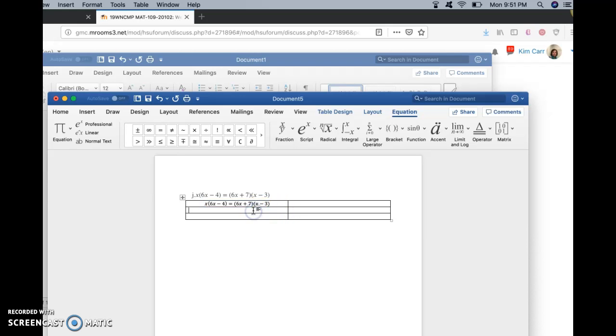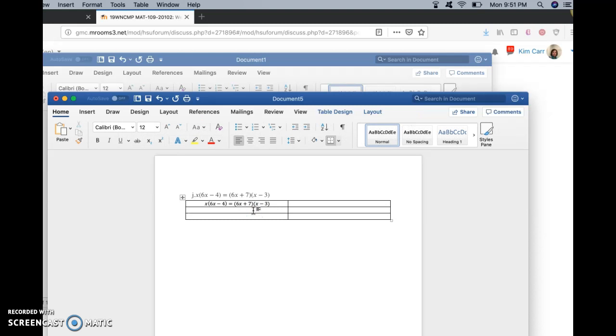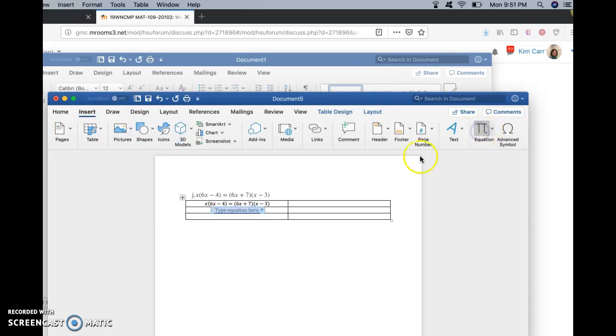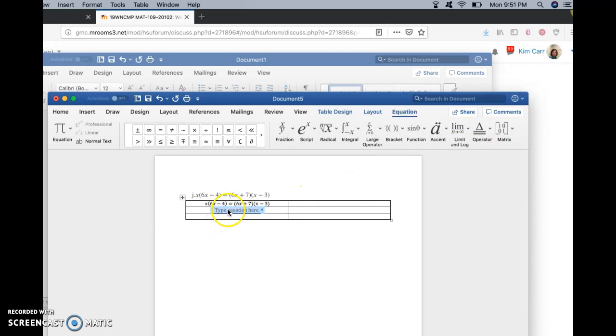But when you start wanting things to actually happen, like things that you just don't do with the regular keyboard, you'll still go back to insert, you'll go to equation. It would be x times 6x, so that's going to be 6x squared. So I'm going to type 6. I'm going to go up here where it says script, and then I can put in the x squared. Space over, minus 4x equals.